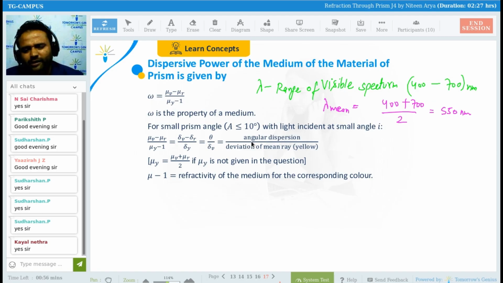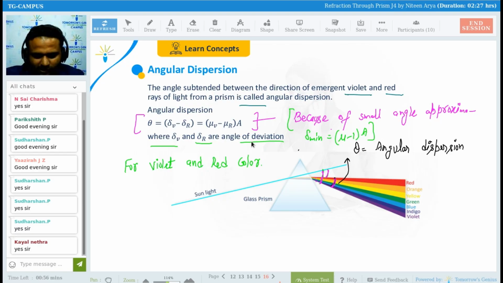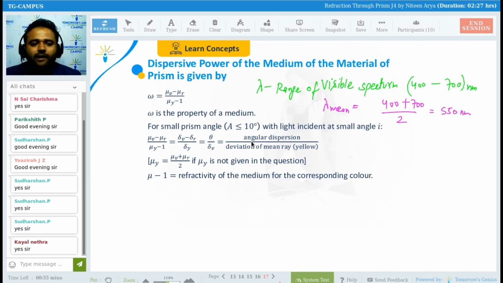So basically dispersive power, how you can define it, is the property of a medium which gives you the ratio of the deviation. Basically, from the last page, what we can find is angular dispersion divided by the mean angular dispersion. Why should I say mean angular dispersion? Anyone? What is the meaning of this mean angular dispersion? Okay, let me define it properly.